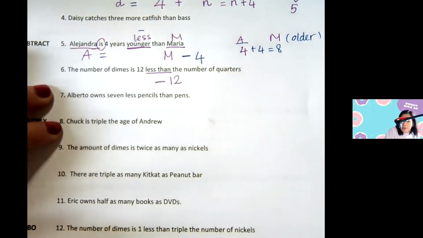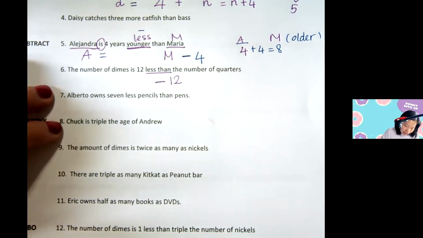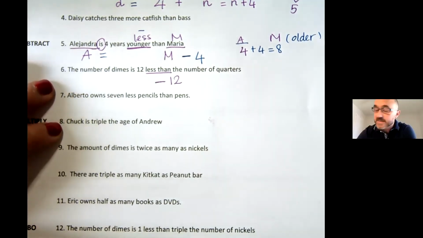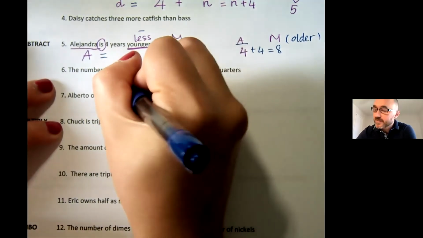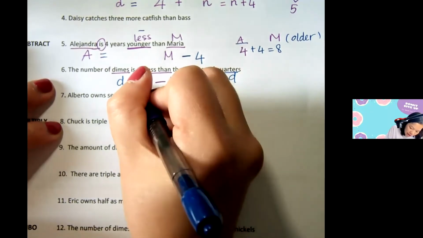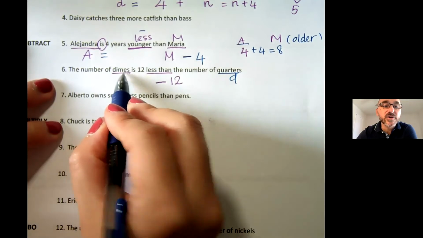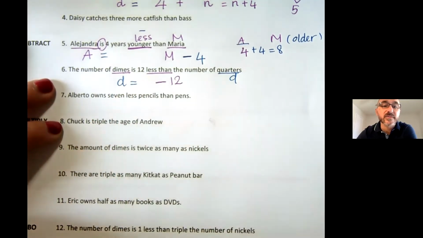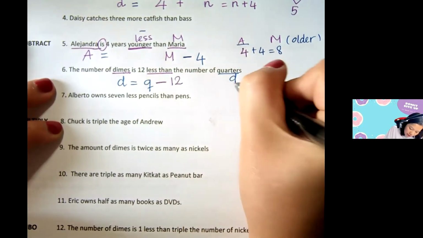So while we're on this one, let's go ahead and finish this one too, yeah? Do you want me to do it? Yes, sir. I'll put D for dimes. D for dimes is going to be equal to Q for quarters minus 12. Right? Okay, let me put Q minus 12. There you go. D equals Q minus 12.